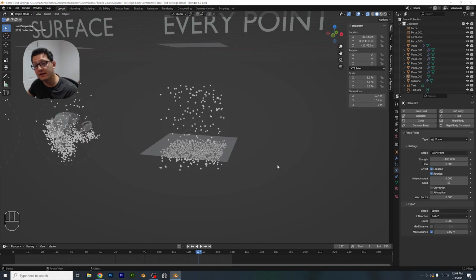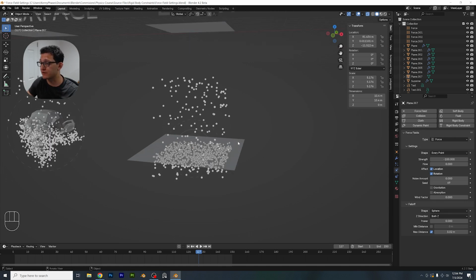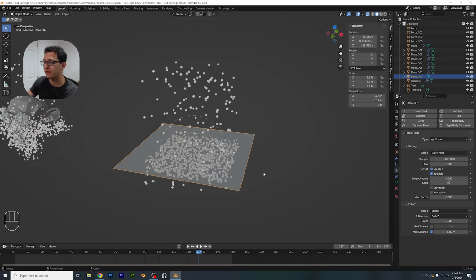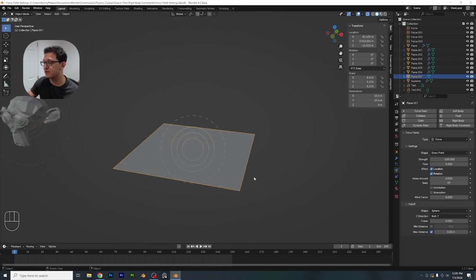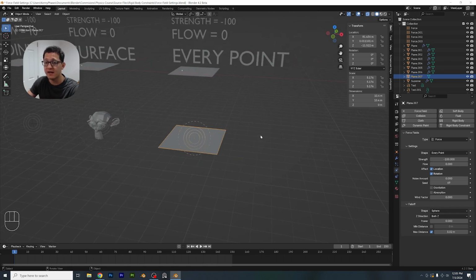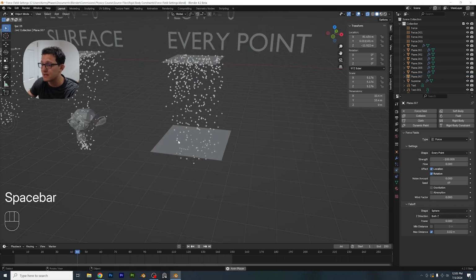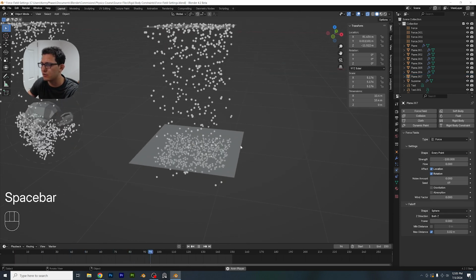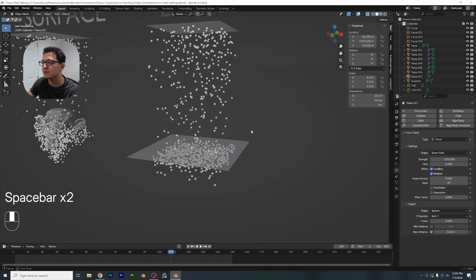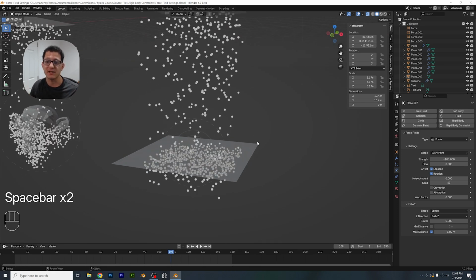All right, last but not least, we have the every point surface type. So you can see right here in our dropdown, we have point, line, plane, and surface, which we already went over, and every point is our last one, but certainly not least. Now, if I play this back, we have our same strength, which is negative 100, and a flow of 0. You can see as I play this back, everything's attracted to our force field, and we're not really sure what's happening. Now, what's actually happening is Blender is looking at every point on our shape or every vertex, and it's turning it into a force field with a strength of negative 100.